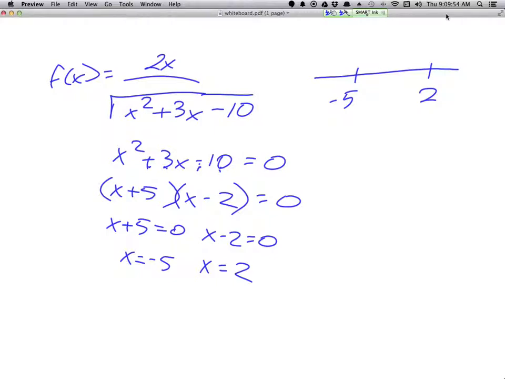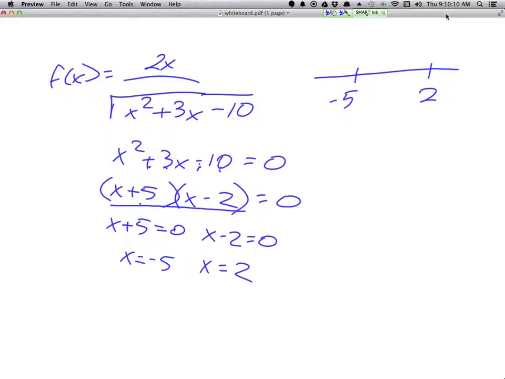All right, so I need to check each section. On the first section, what's the number I want to pick? -6, and where do we want to plug in at? Where you factored. So I factored right here. I need to plug it into each of these. So -6 on the first one.